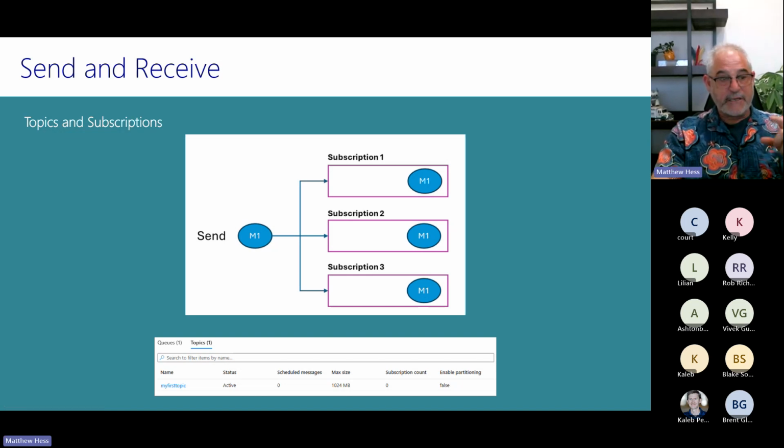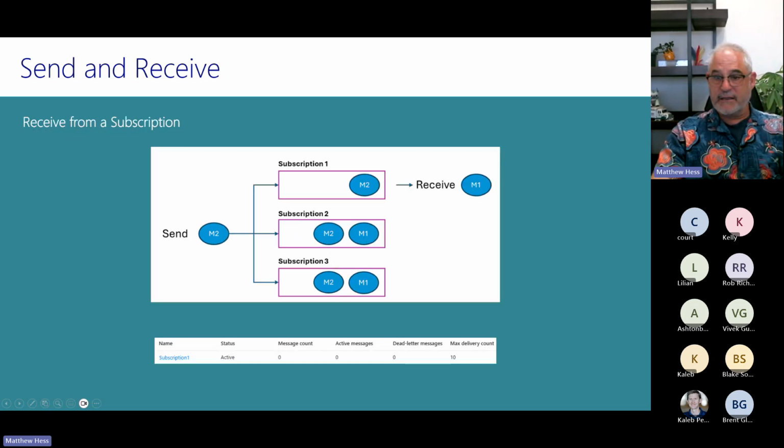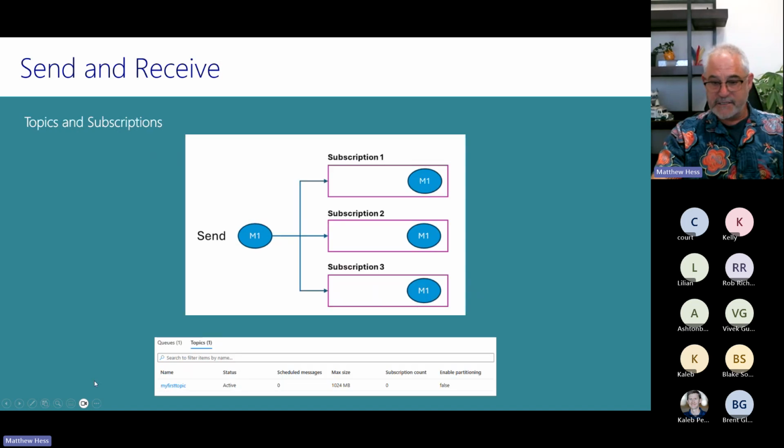You set up a single topic, you configure multiple subscriptions, and when you send a message, it publishes out. Let's say you've sent 2 messages. When subscription 1 receives its message, it gets theirs. It has no impact on anyone else. So each subscriber gets to manage their own queue. Now, I want to go back 1 slide and show you something. Do you notice? So you've got your queues and your topics.